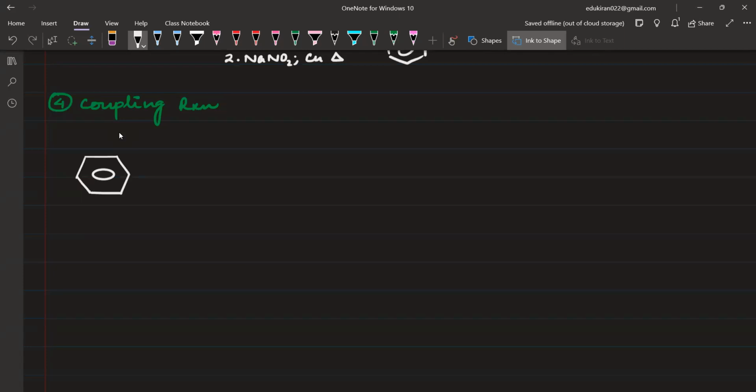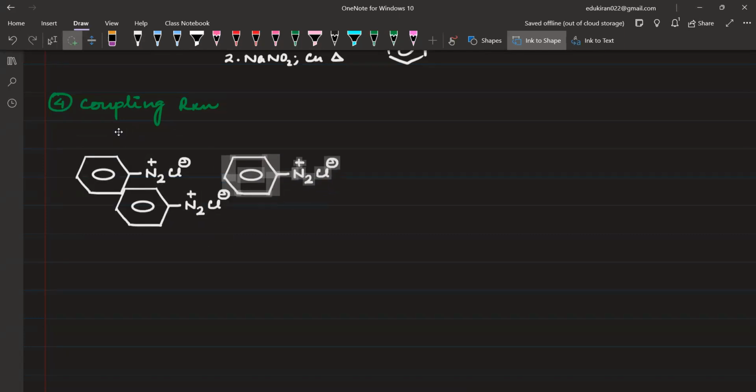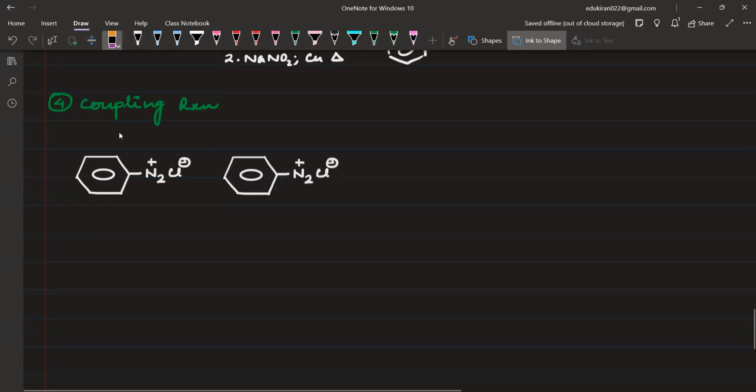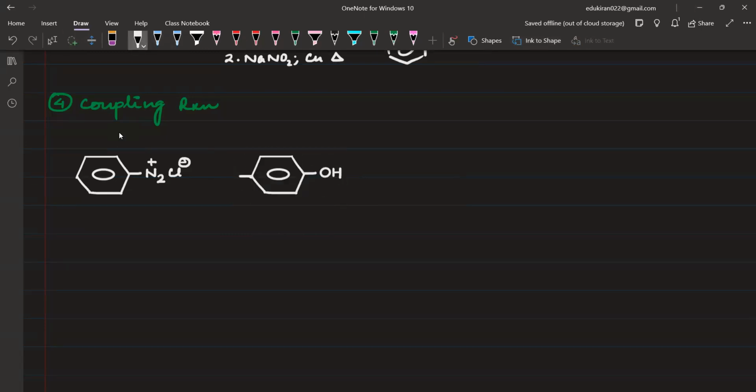Okay, you have N2 positive, Cl negative. Similarly, you take phenol. You have the benzene ring. Instead of N2 positive, Cl negative, we have phenol here. You have OH. Now, this OH is going to have, at the para position, hydrogen.